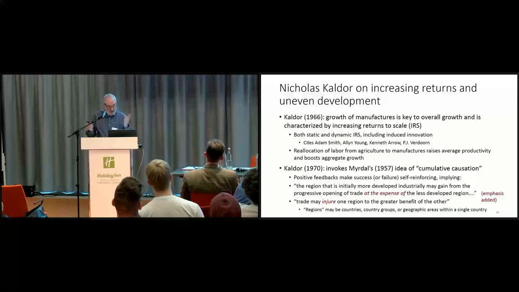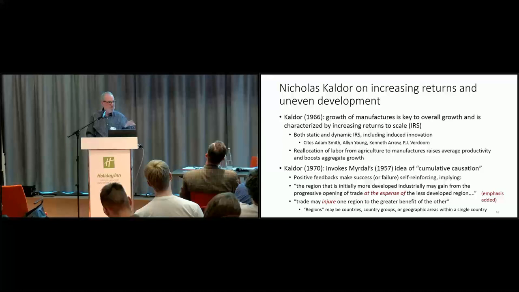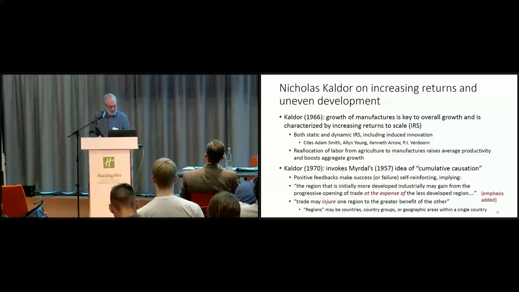One is that the region that is initially more developed industrially may gain from the progressive opening of trade at the expense of the less developed region. Trade may injure one region to the greater benefit of the other. And notice this could come about from an opening of trade. So whereas in 1947, Robinson was focused on protectionism or devaluation or trade barriers, subsidies, sort of interventionist policies, actually free trade itself can lead to this outcome. Robinson later came around to that view also.